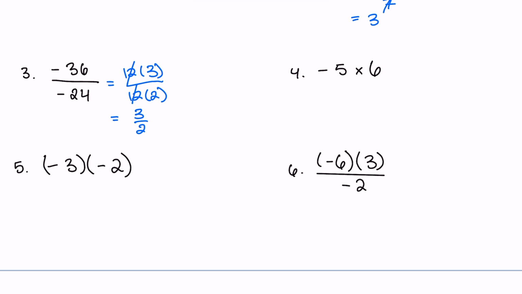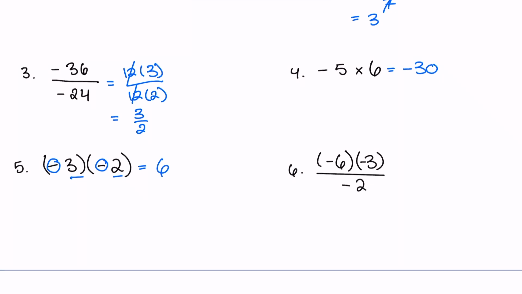For our next question, we have negative 5 times 6. Since these are two different signs, a positive and a negative, we know our product is going to be negative. And 5 times 6 is 30, so our answer is negative 30. For question number 5, we have negative 3 times negative 2. Since we have two of the same sign, we know our product is going to be positive. And 3 times 2 is 6, so our answer is just positive 6.